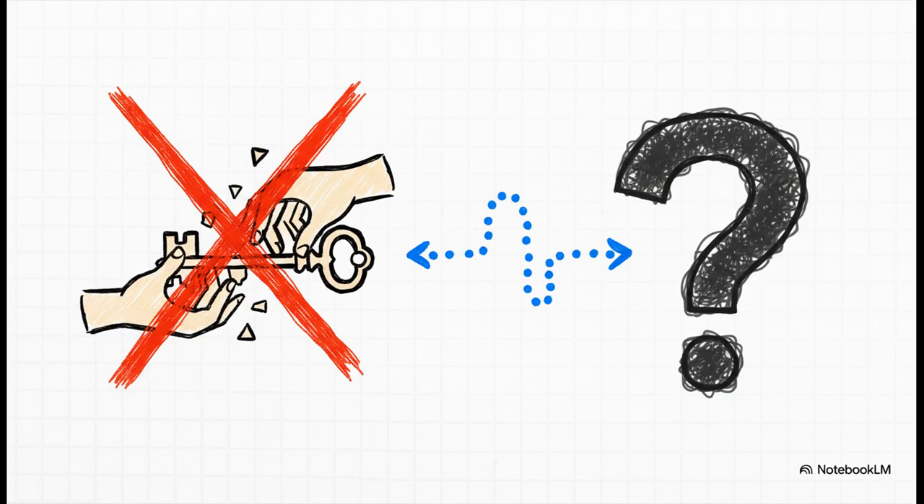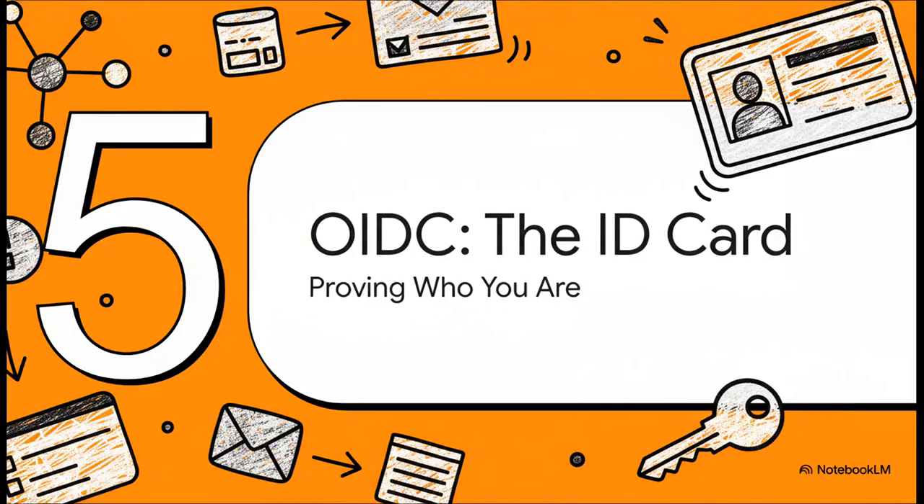This was a massive, massive leap forward. That whole password sharing anti-pattern was pretty much defeated. But a new problem started to pop up, and it was born from a simple misunderstanding of what this powerful new tool was actually for. And this brings us to the final piece of our modern identity puzzle, OpenID Connect, or OIDC for short.